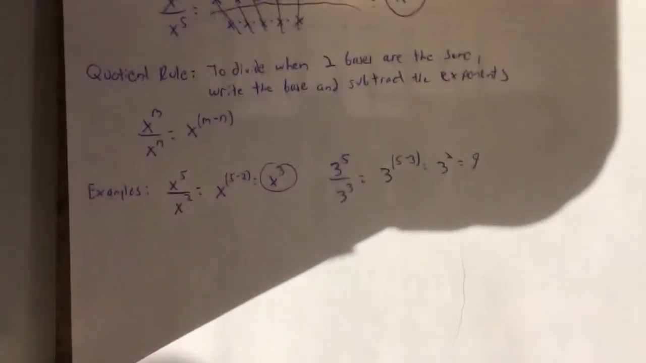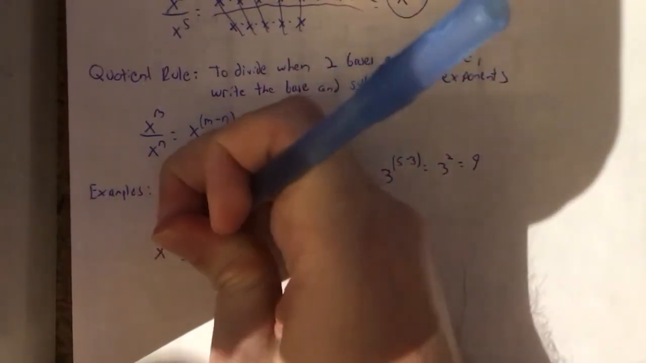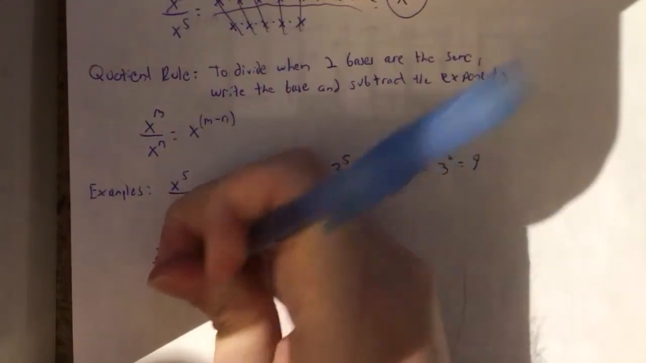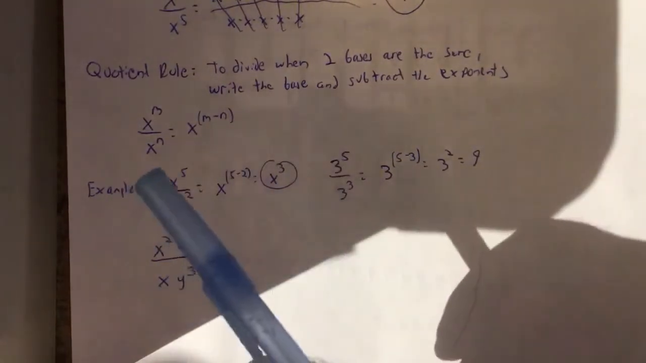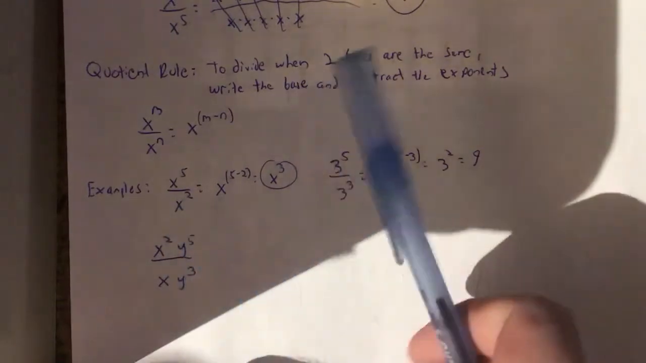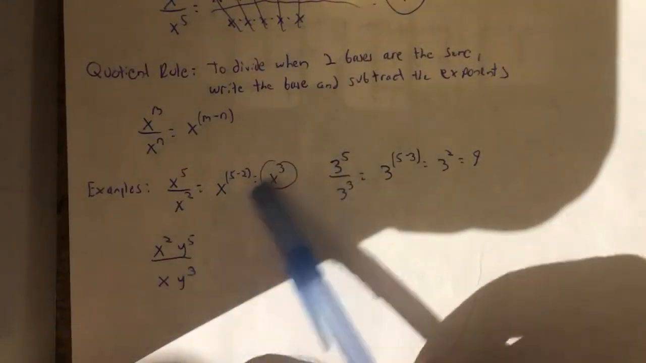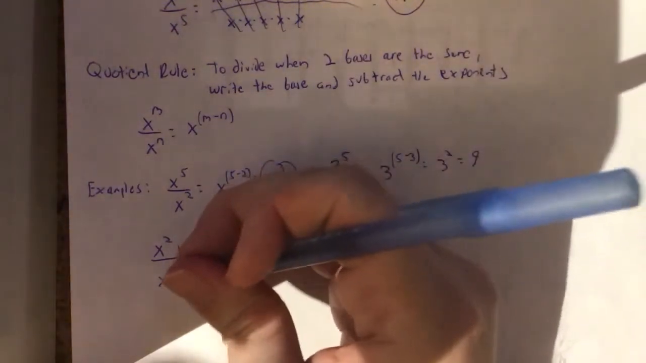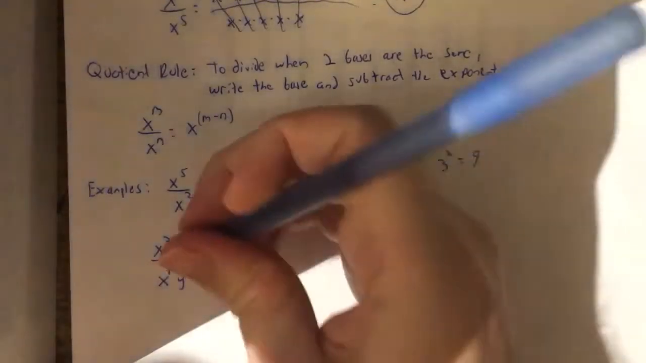And let's look at one last one. Let's do x squared y to the 5th over x y cubed. So notice this one now has 2 different bases. It has an x and a y. So again, same thing. It doesn't matter how many different variables are written, only simplify bases that match. First thing first, the x. There's no exponent, that's really an invisible 1, so I'll write a 1.